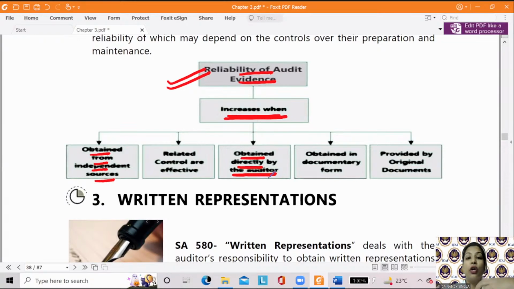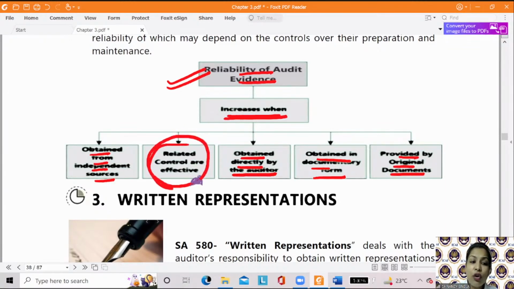If the auditor is getting a direct response, for example, an external confirmation, the auditor is obtaining it directly, vis-a-vis a situation where the third party is first sending the reply to the client and the client is giving it to the auditor. So which one is more reliable? The one the auditor takes directly from the third party. Obtained in documentary form as compared to what? Oral. Obtained in original documents as compared to what? Photocopies.